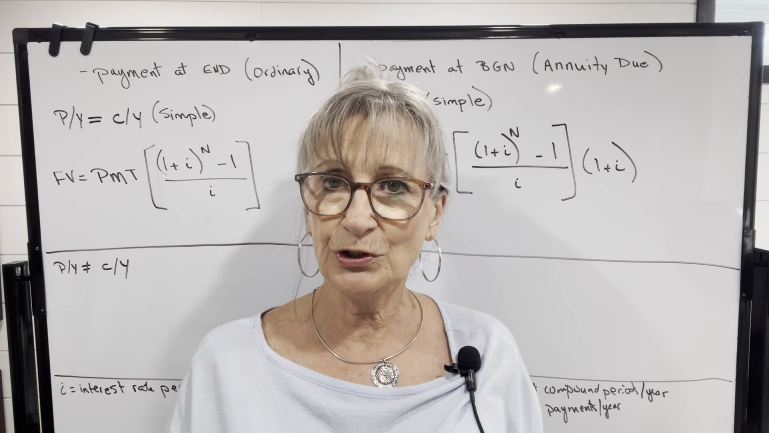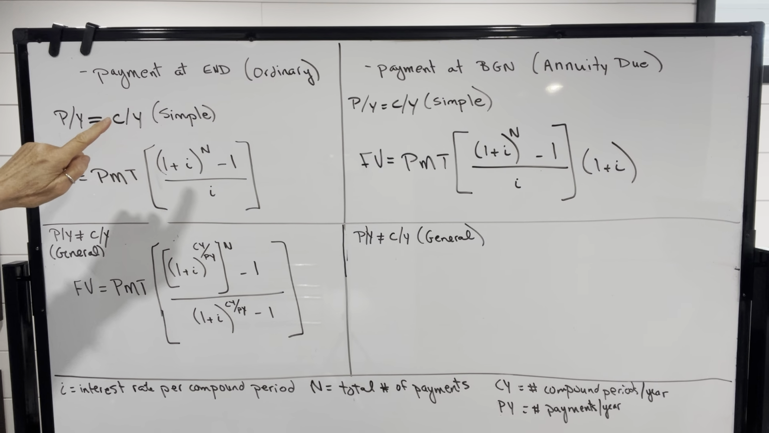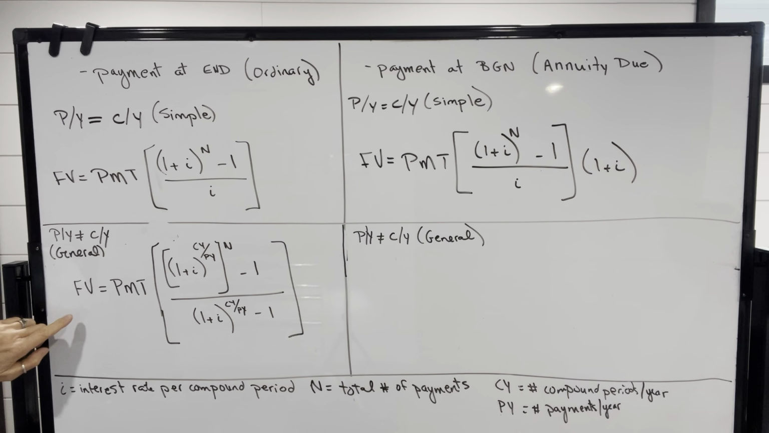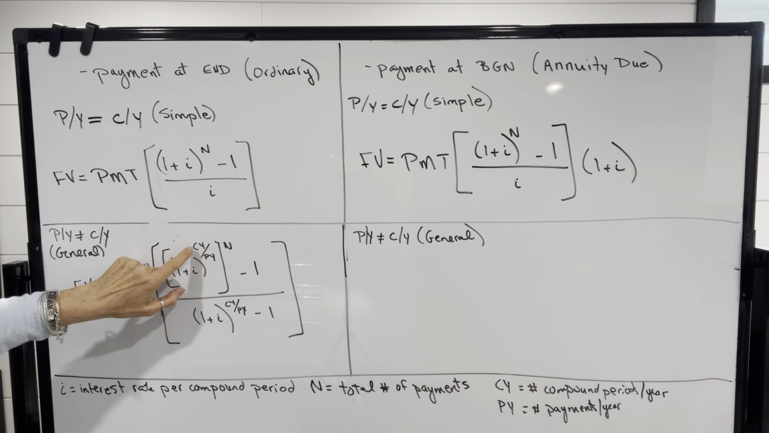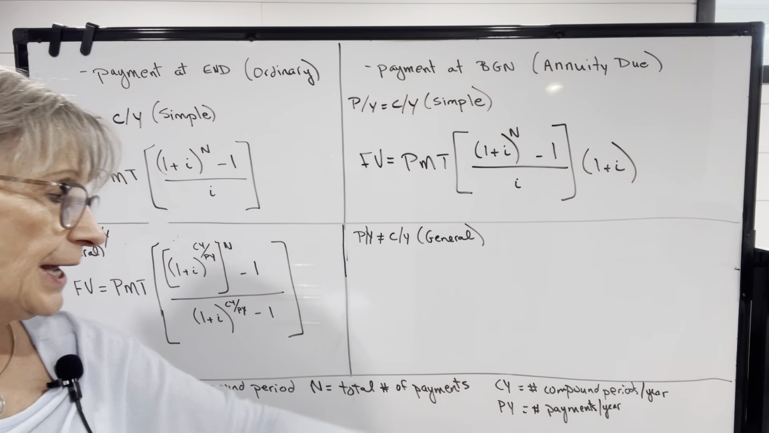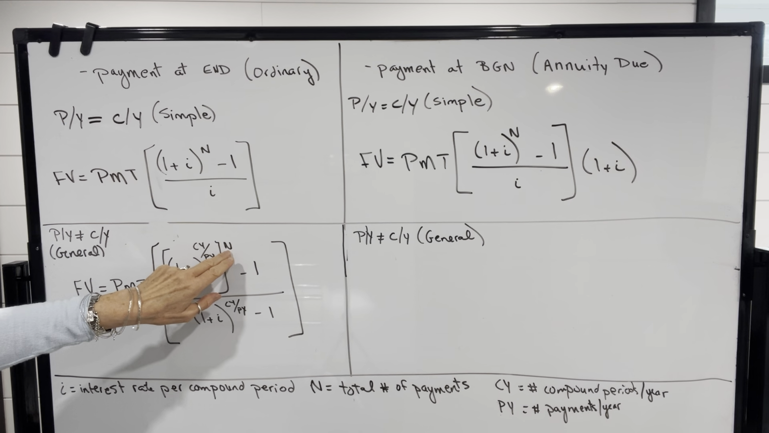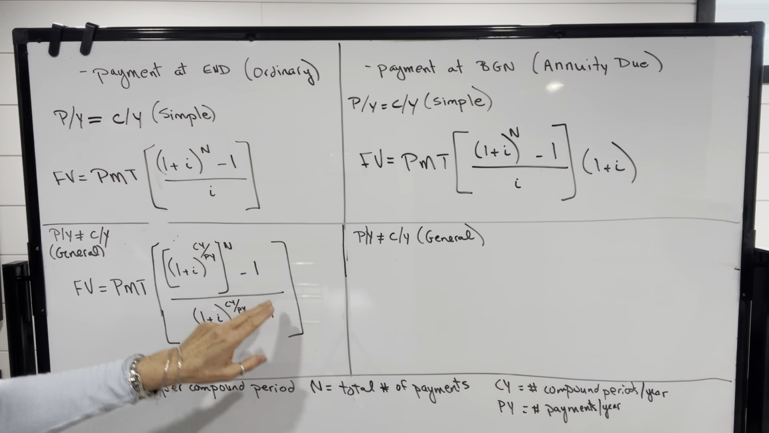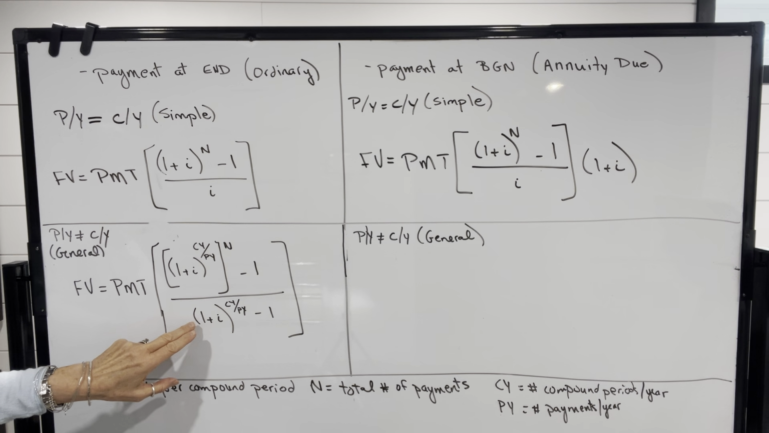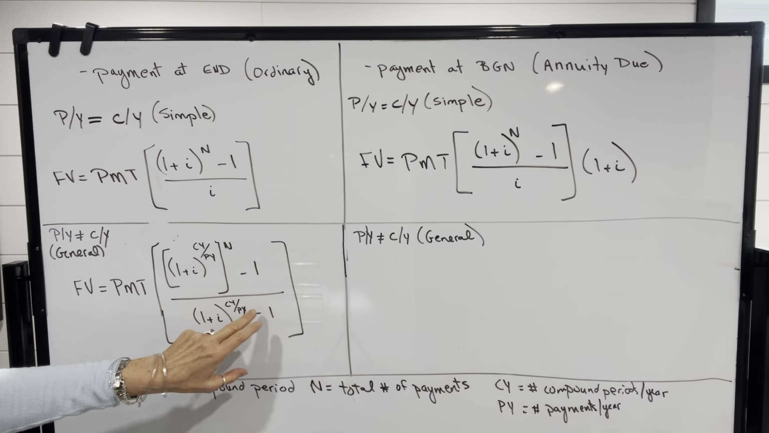Now let's take a look at the 2 annuities where the frequencies are not equal. So let's first of all look at the formula for ordinary general annuity. The future value will equal the payment times, in the numerator we have 1 plus i to the exponent cy over py, where cy is the number of compound periods per year and py is the number of payments per year. That's raised to the power of n, where n is the total number of payments, minus 1, over 1 plus i, also to the cy over py, minus 1.